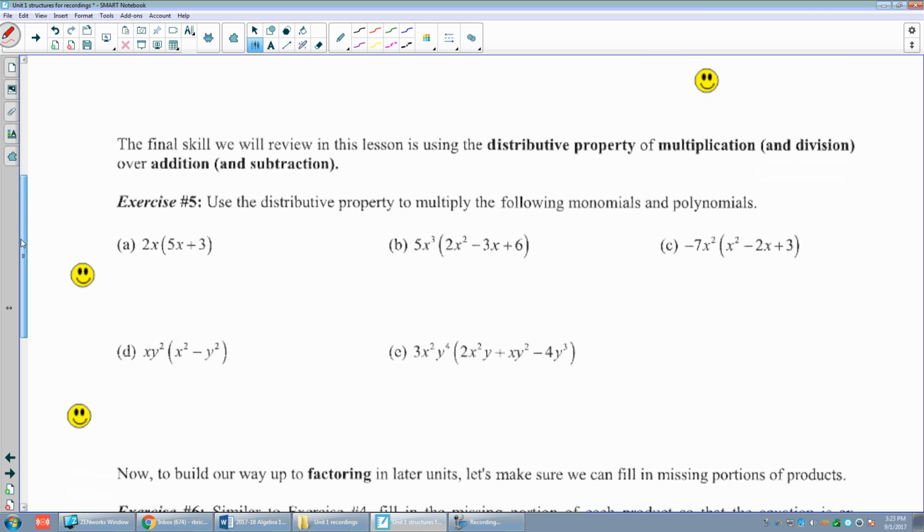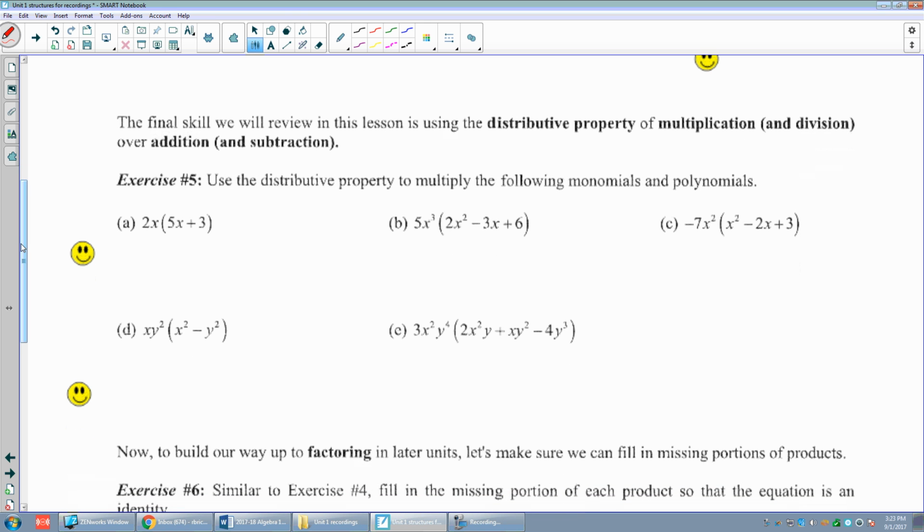Okay. The final skill we're reviewing this lesson is using the distributive property. Use the distributive property to multiply the following monomials and polynomials. Polynomials. That must mean there are addition and subtraction symbols in there. That's a polynomial. Monomial, no addition and subtraction. Polynomials, yes, addition and subtraction.